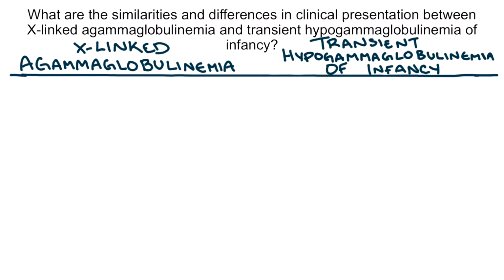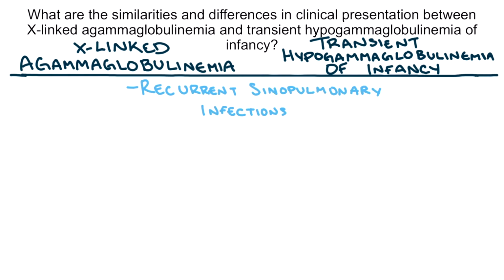What are the similarities and differences in clinical presentation between X-linked agammaglobulinemia and transient hypogammaglobulinemia of infancy? Examiners will often pit these two conditions against one another on exams, which is why it is important to take a moment to write out the similarities and differences. Both conditions may present with recurrent sinopulmonary infections and low levels of IgG around 6 months of age.